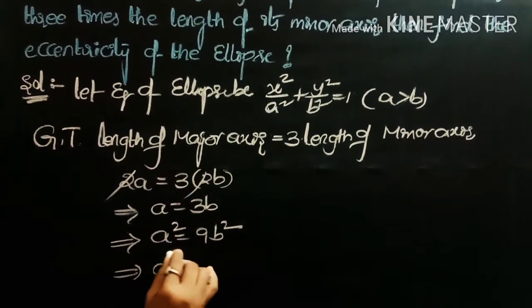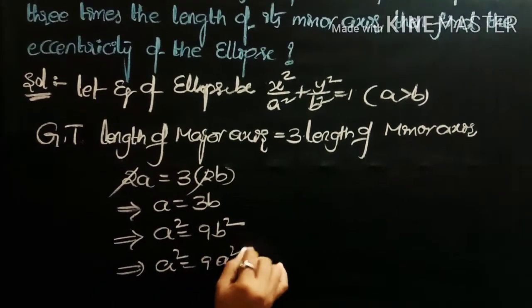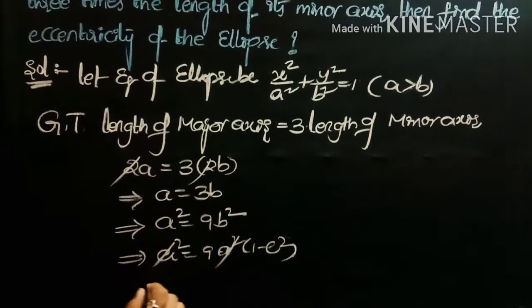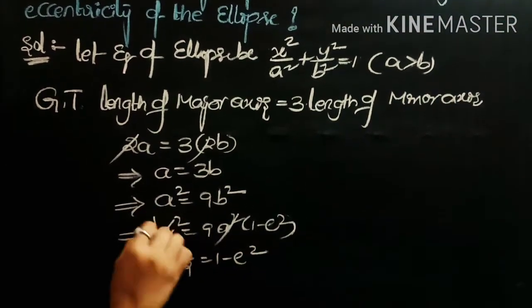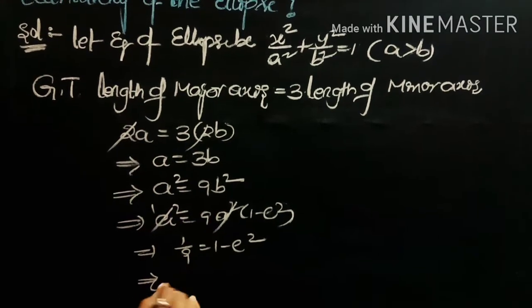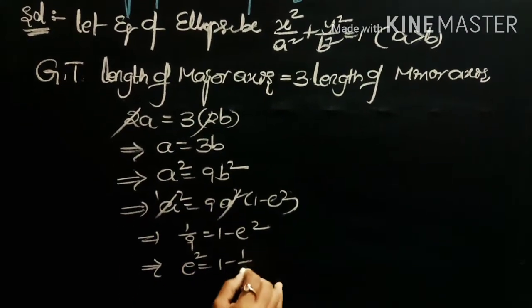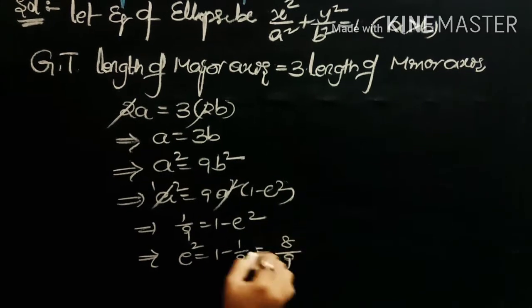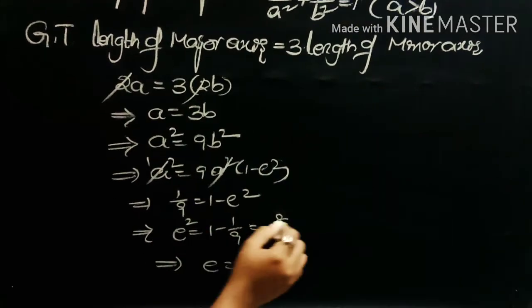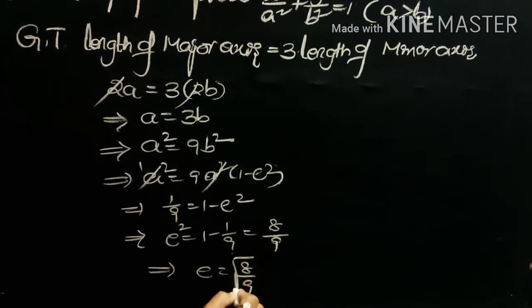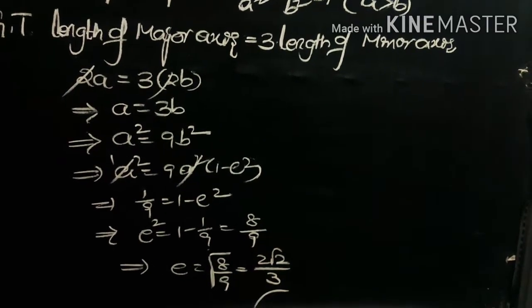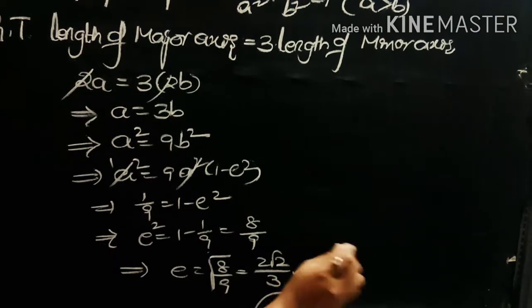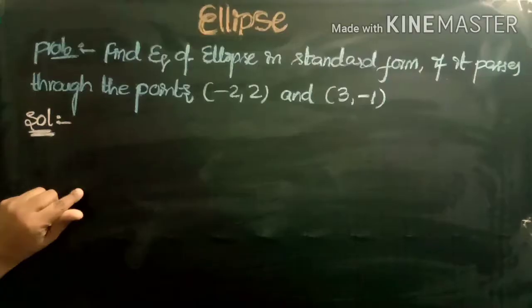And what is the b square value? b square is a square into 1 minus e square, which implies 1 by 9 is equal to 1 minus e square. So e square is equal to 1 minus 1 by 9, which is 8 by 9. Therefore, the value of e is equal to root 8 by 9. What is root 8? 2 root 2. Root 9 is equal to 3. Therefore, eccentricity is equal to 2 root 2 by 3. That's all.